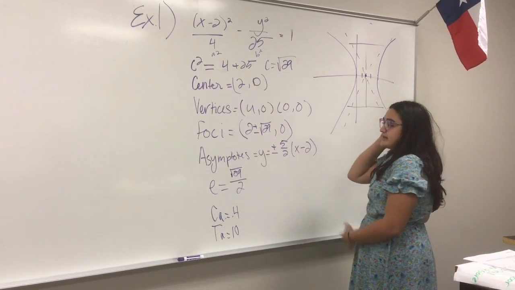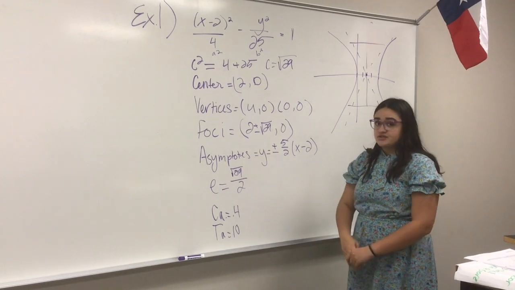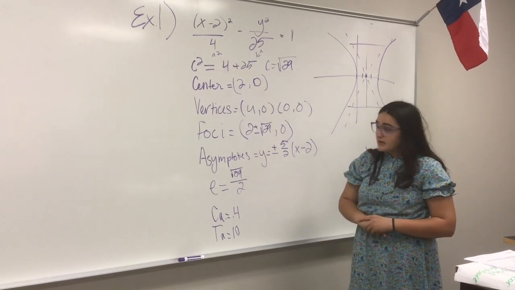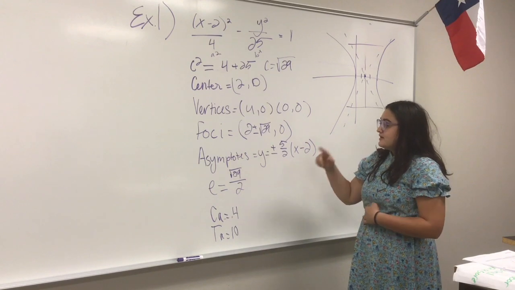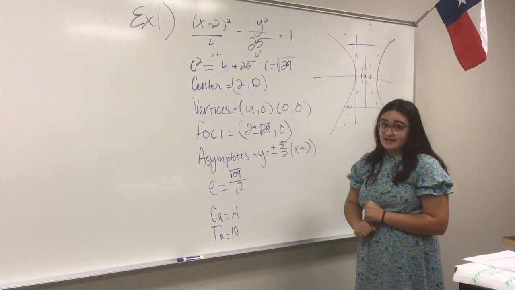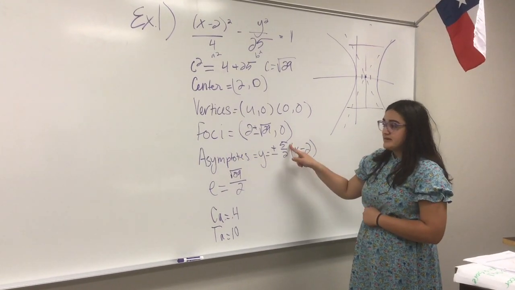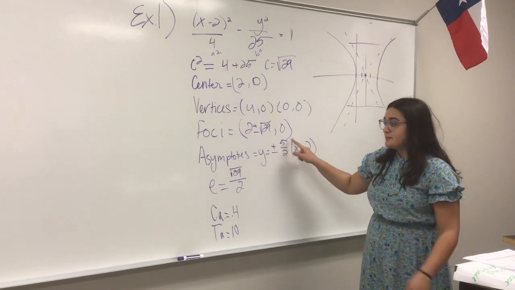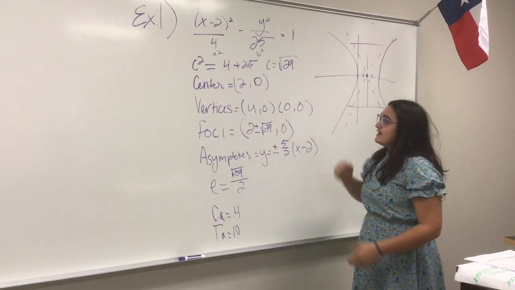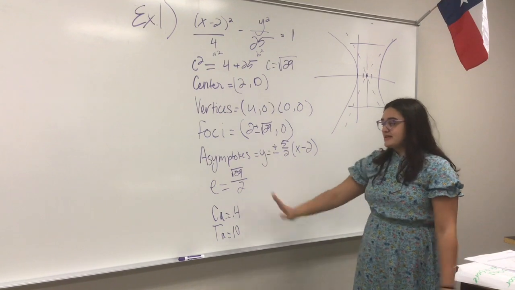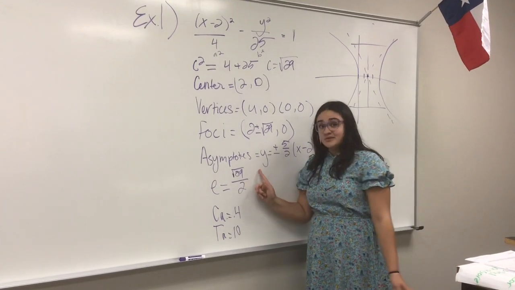And then also we can get our asymptotes, which is going to get you y equals plus or minus 5 over 2 times x minus 2. And this is going to be our b and our a. And since we also know these numbers, we can get our eccentricity. That gets us square root of 29 over 2.